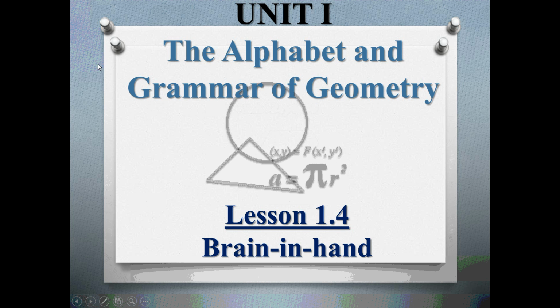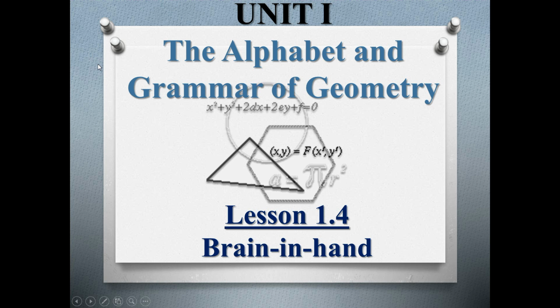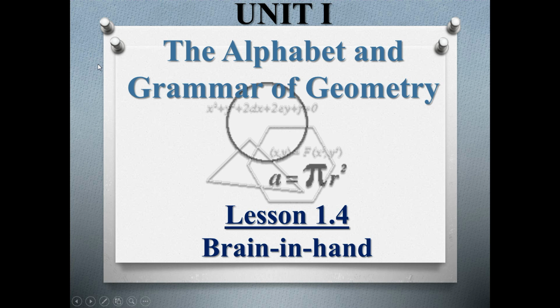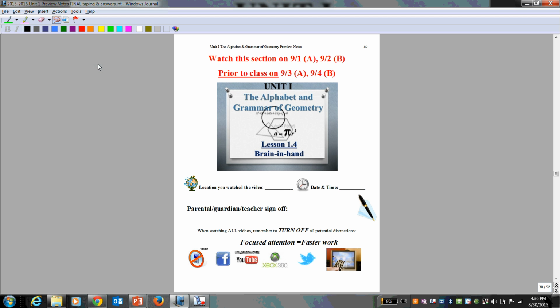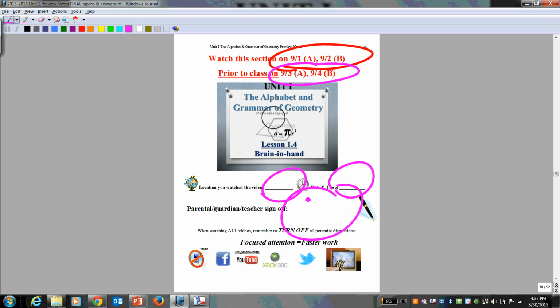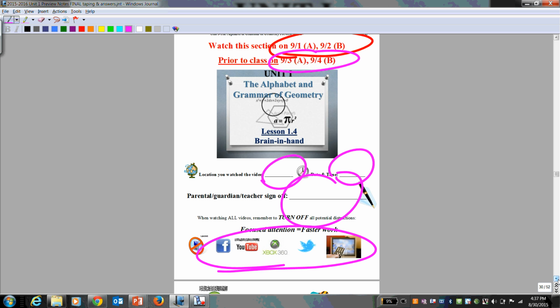Students, this is Unit 1, the Alphabet and Grammar of Geometry, Lesson 1.4, Brain in Hand Problem Solving. You are right here in your video notes watching this on either the 1st or 2nd of September prior to class on the 3rd and the 4th. You want the location, the date and time, and don't forget to get a parent, teacher, mentor, or guardian sign off. Please, no multitasking while you're doing this. This is a very, very important lesson.